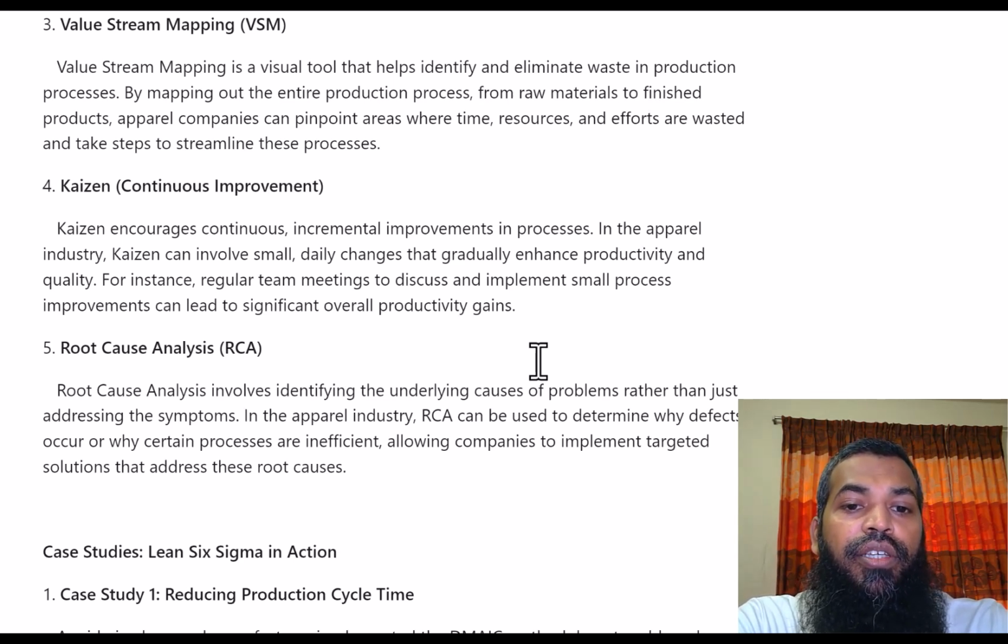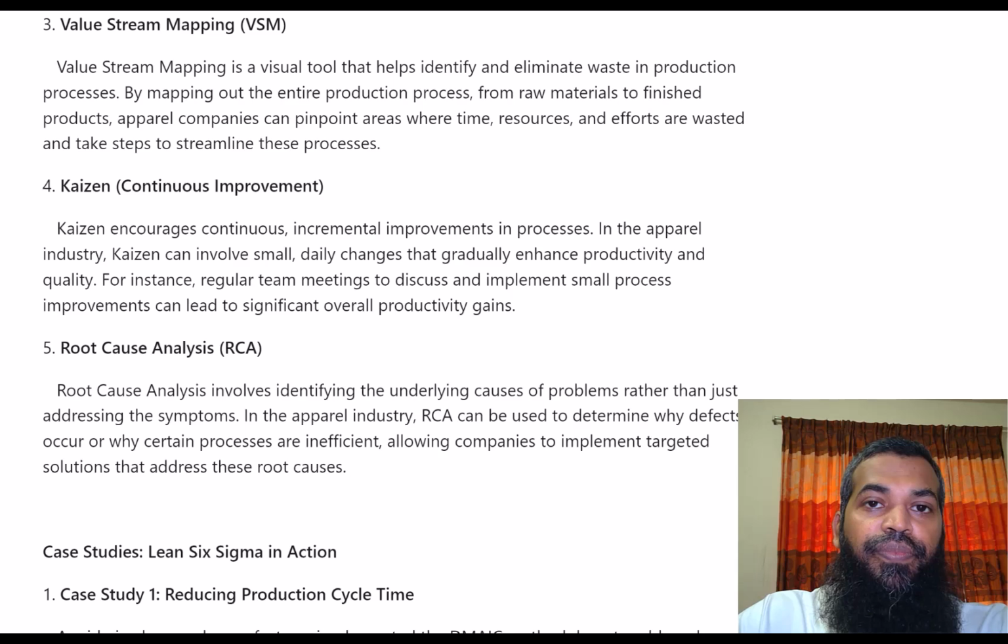Root cause analysis involves identifying the underlying causes of problems rather than just addressing the symptoms. In the apparel industry, RCA can be used to determine why defects occur or why certain processes are inefficient, allowing companies to implement targeted solutions that address these root causes.